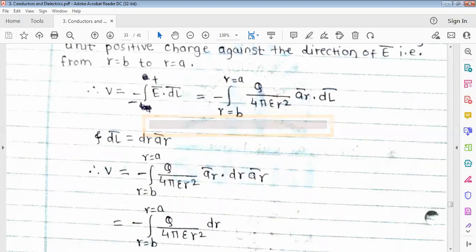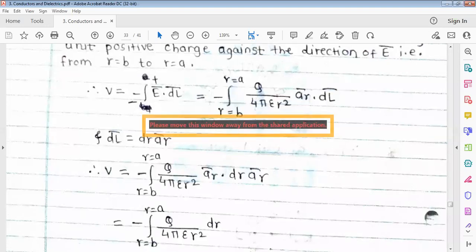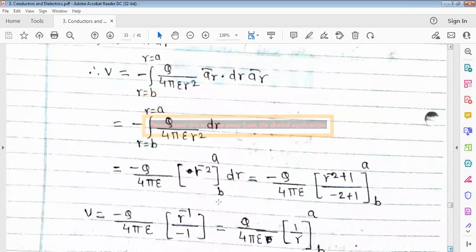Now a bar r dot a bar r is equal to 1. Therefore, it is equal to minus integration from r is equal to b to r is equal to a of q divided by 4 pi epsilon 0 r square into dr. Now the variable here is r, so it is dr divided by r square. Take the term q upon 4 pi epsilon 0 outside as a constant.